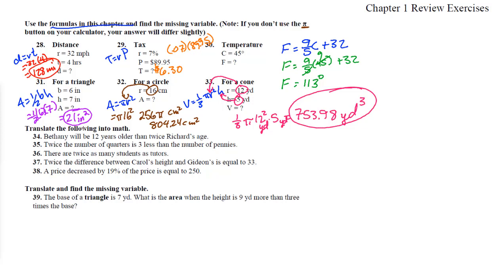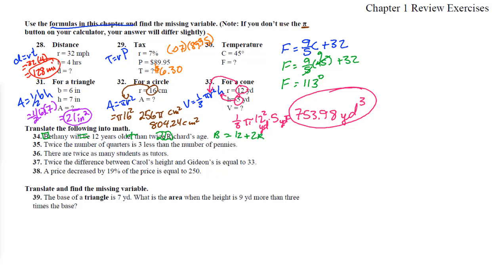All right, number 34. We are now translating the following into math. So Bethany, this is going to be our variable. B will be, that's an equals, 12 years older than twice Richard's age. So that is B equals 12 plus 2R. There we have it.